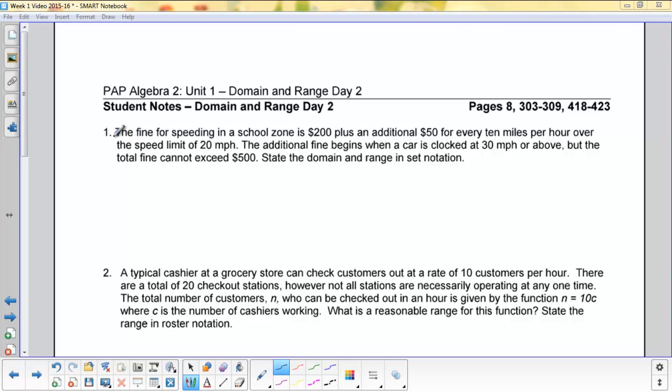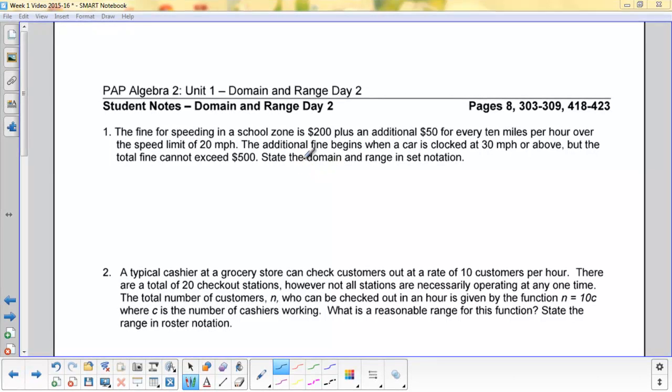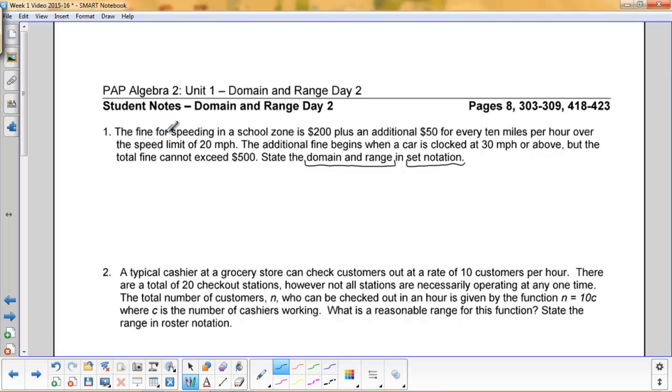Okay, so what we're going to do now is look at these in terms of real-life scenarios. We're going to try to interpret domain and range in them. So in this case, I'm looking for the domain and range in set notation for this particular scenario. We've got speeding in a school zone and a fine. The speeding will determine the amount of the fine, therefore my speeding will be my x and my fine will be my y. Therefore I write it in an ordered pair format. Our speed determines the amount of the ticket.